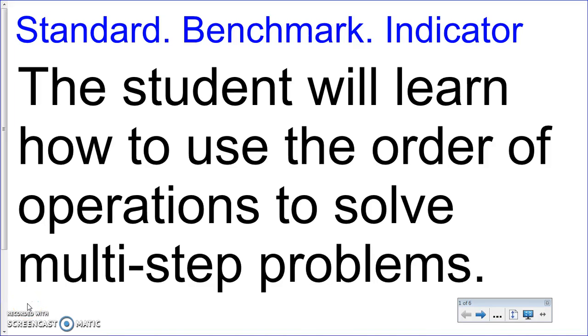Today we will be learning how to use the order of operations. Please copy down the standard indicator. The student will learn how to use the order of operations to solve multi-step problems.